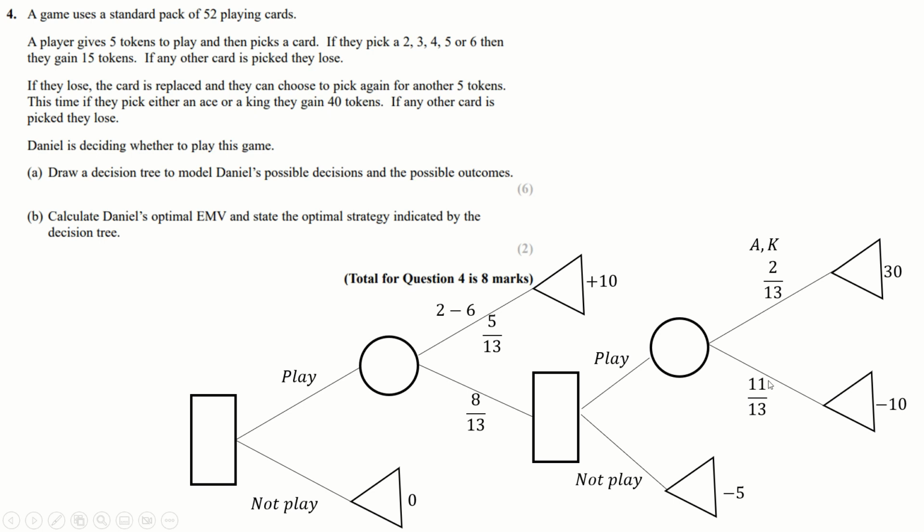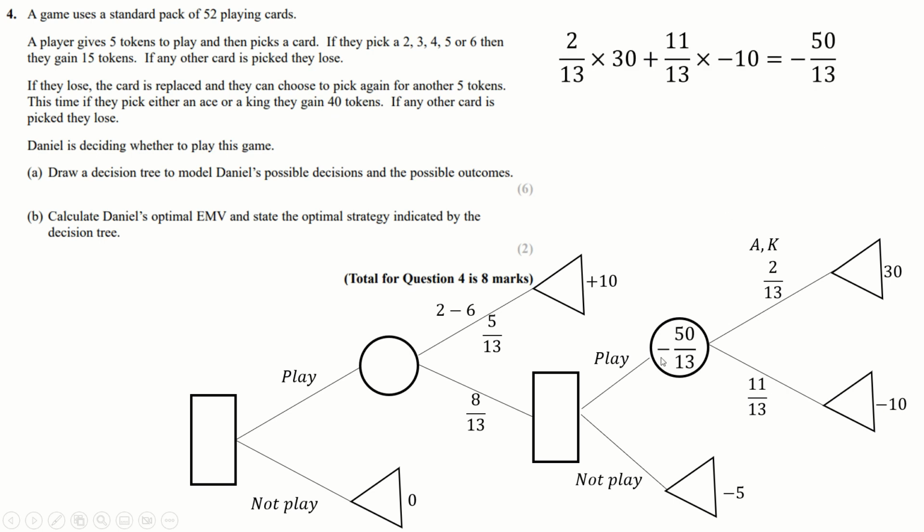11/13ths of the time, when you don't get an ace or a king, you're going to lose both of those 2 sets of 5. You're going to lose 10 coins. And this will be the entire tree now. So what we can do is we work out the value of this circle by doing 30 times this plus -10 times this, which will give us that. So that's the value here.